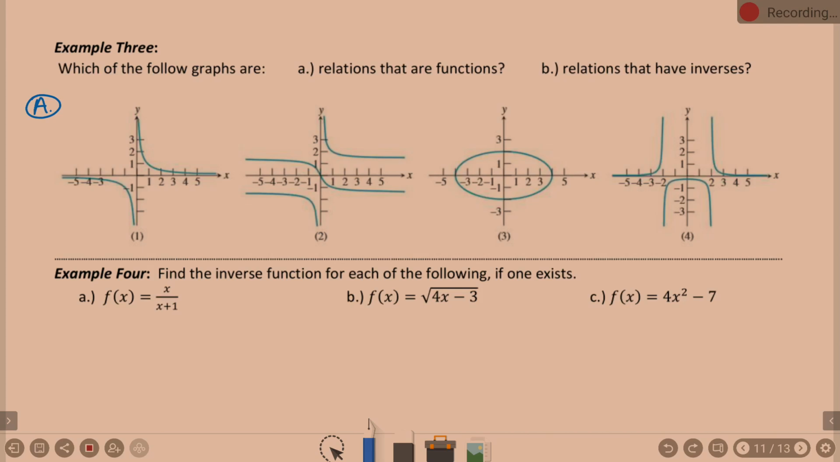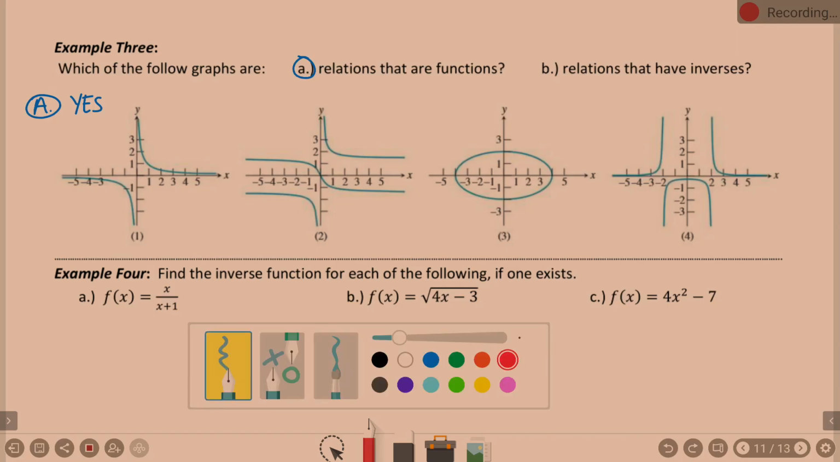Graph 1. Is this a function? Yes, because it passes the vertical line test. Any vertical line I draw will at most cross the graph in one spot. So my A's are going to be blue. Yes, it's a function. Okay?